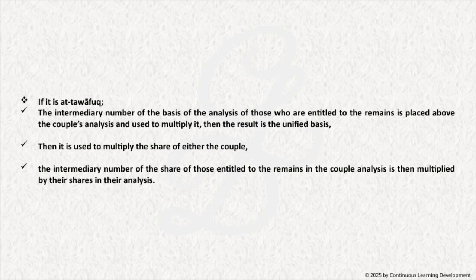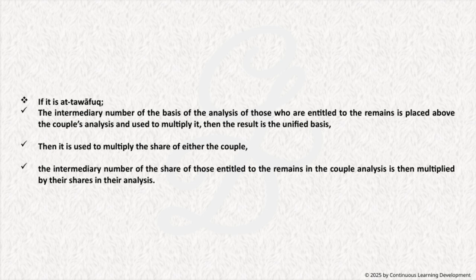Let's take a closer look at this slide. The key idea here is the concept of at-tawafuk, which essentially means harmony or alignment in the analysis process. When we analyze the shares of those entitled to the remains, we start by identifying an intermediary number. This number is derived from the analysis of the couple or the specific group involved. What's important is that this intermediary number sits above the couple's analysis, serving as a kind of foundational multiplier. We use this number to multiply the entire couple's analysis, which then gives us a unified basis.